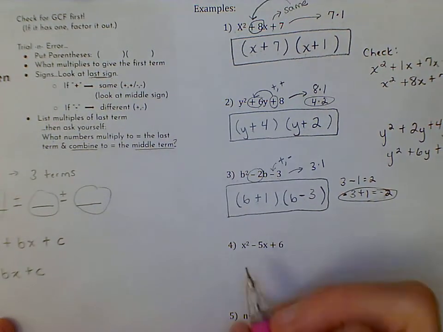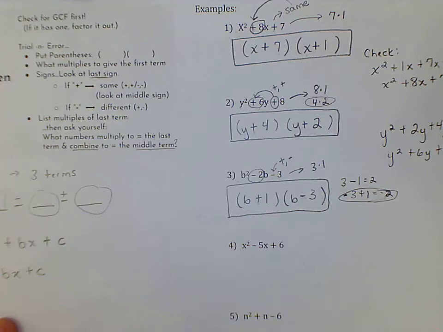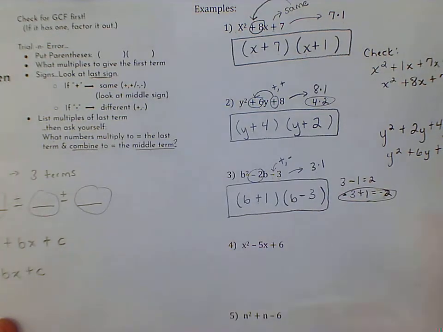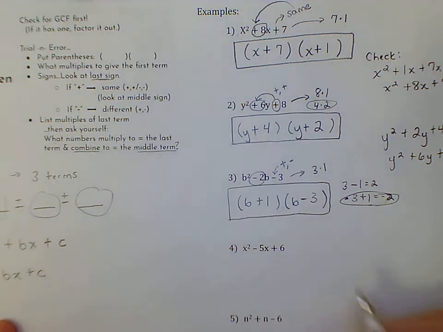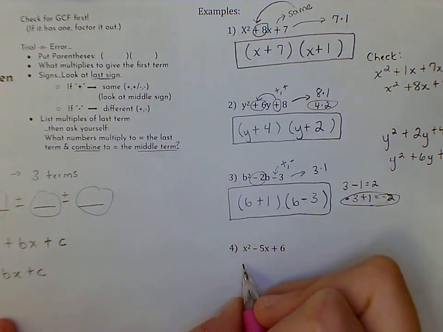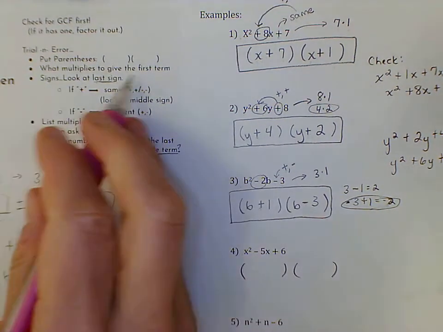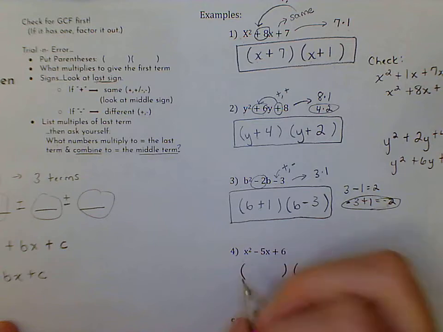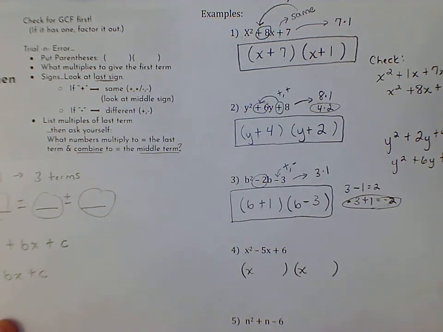So this one, got a trinomial. There's a 1 up front, so I'm going to try the trial and error. Make sure that you look for a GCF first. So is there anything in common? This one doesn't have anything in common, so we can just move past that. Go ahead and put my 2 parentheses. What multiplies to give the first term? So what times what gives me x squared? That would be x times x.